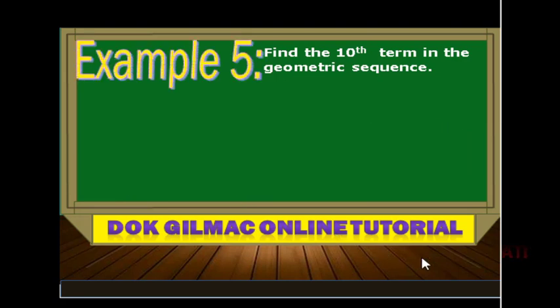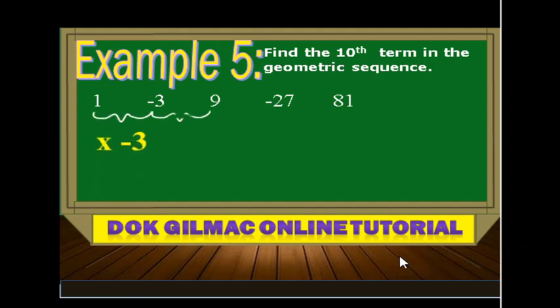Let's have example number 5. Find the 10th term in the geometric sequence. Okay? So we have 1, negative 3, 9, negative 27, and 81. So as you can see here, in this given geometric sequence, the r value here is negative. So we have actually the value of r is negative 3.